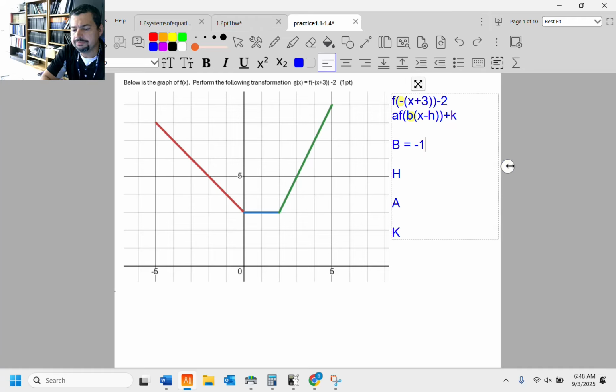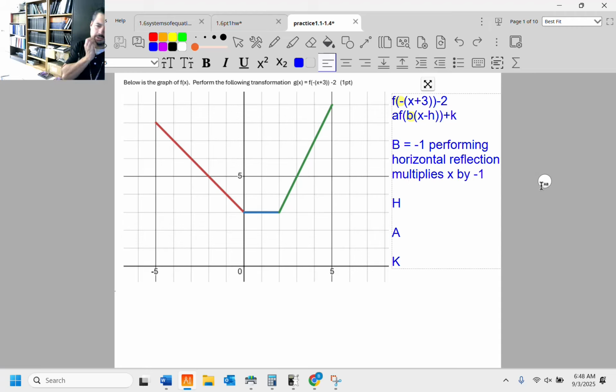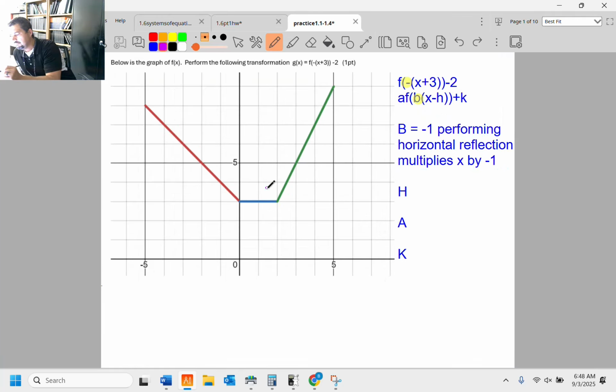If b is negative 1, what you are doing is performing a horizontal reflection. Okay? Now what that does is that multiplies x by negative 1. So I'm going to go ahead and do that. Here x is 2. If I multiply it by negative 1, I would be right here. Here x is 0. If I multiply it by negative 1, I'd still be right there. Here x is 5. If I multiply it by negative 1, I'd be negative 5. And here x is positive 5.